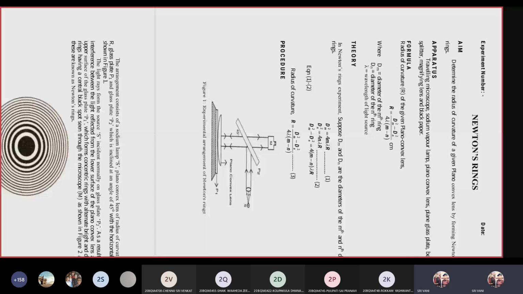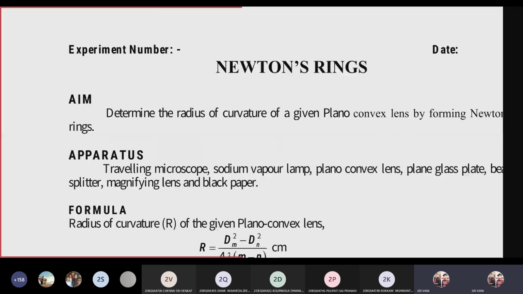Regarding that, today's class will be closed at 3:30. After that, for half an hour, you should watch the 2 videos which are shared in the applied physics group. We shared 2 experiments today: one is the wedge method and the other one is Newton rings.